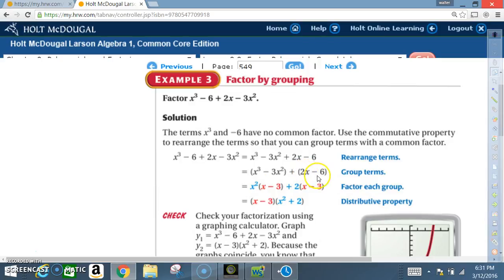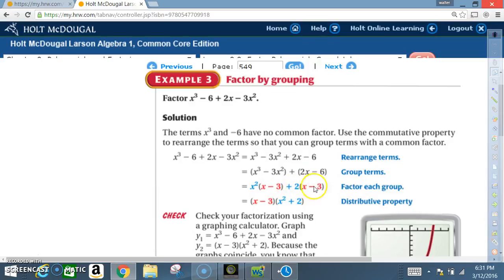Over here, we got 2x minus 6. All right, so what's the greatest common factor between these two? It's going to be 2. 2x divided by 2 will give you x. And then 6 divided by 2 will give you 3. And don't forget the negative.